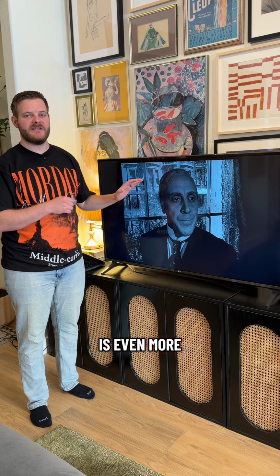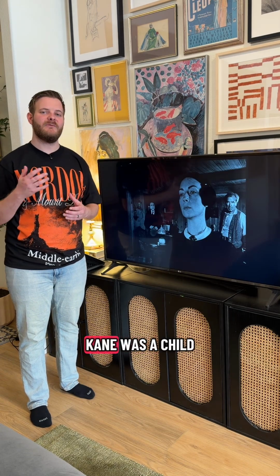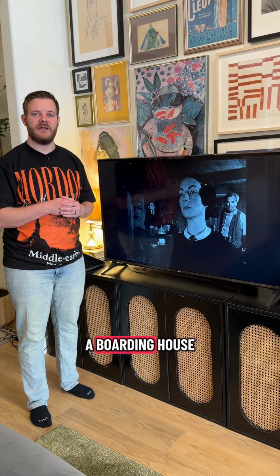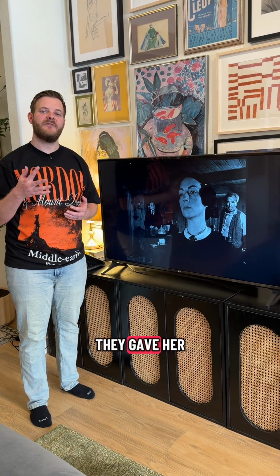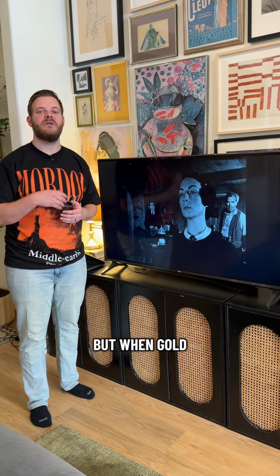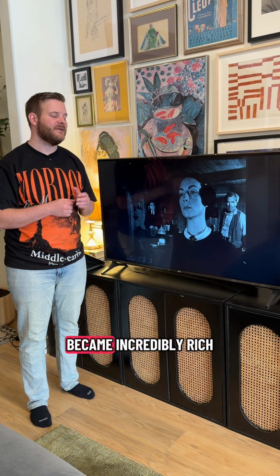But this cut is even more significant than we may realize at first. When Kane was a child, he lived with his parents. His mother ran a boarding house, and when one of her tenants couldn't pay her, they gave her the deed to a mine that was thought to be worthless. But when gold was discovered, Mrs. Kane suddenly became incredibly rich.